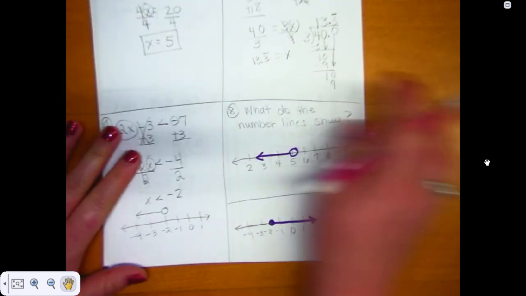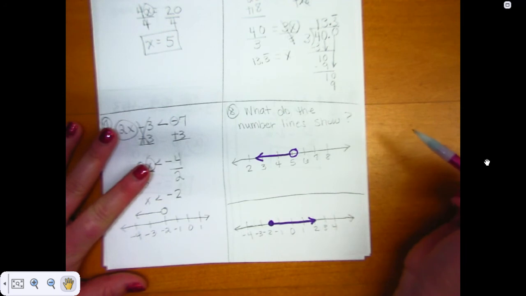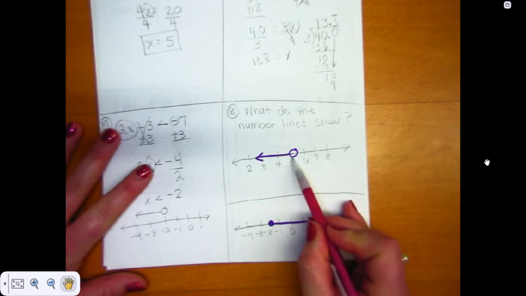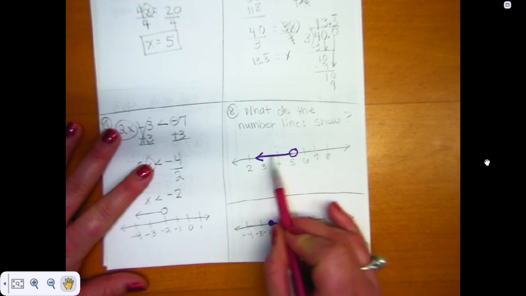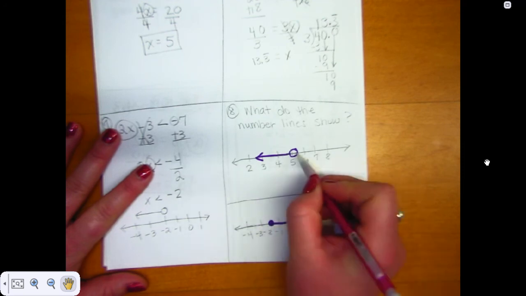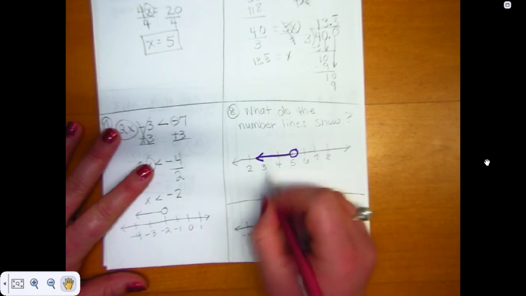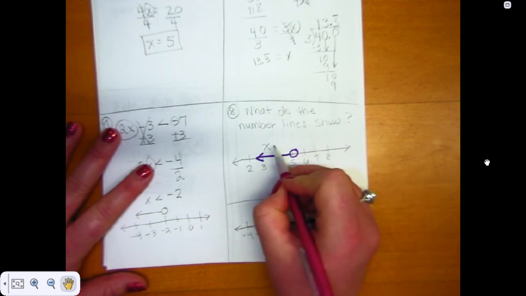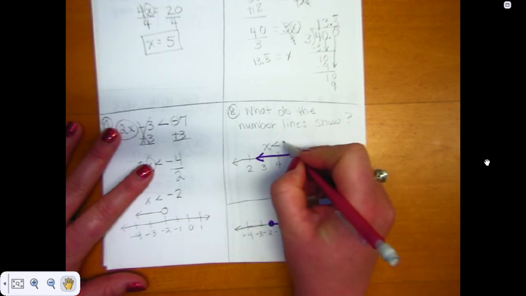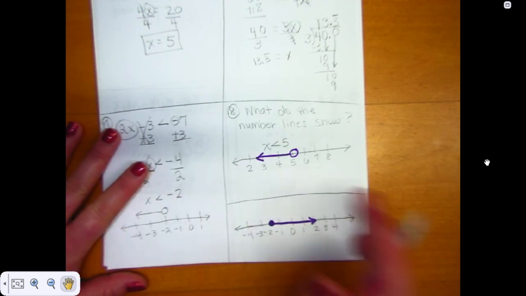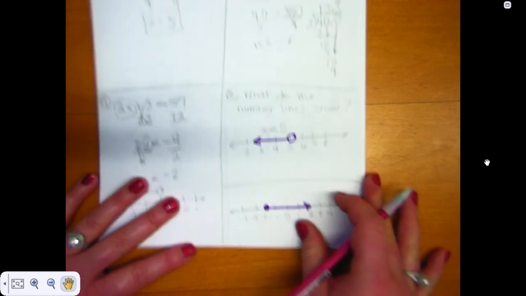So let's look at number 8, which says, what do the number lines show? I see that I have an open dot on 5, and my arrow is going to the left. So that tells me that x is less than, because it's going to the left, is less than 5. X is less than 5. And of course, you could use any variable. It doesn't matter if you use X or A or B. It doesn't matter. Let's look at the next one.